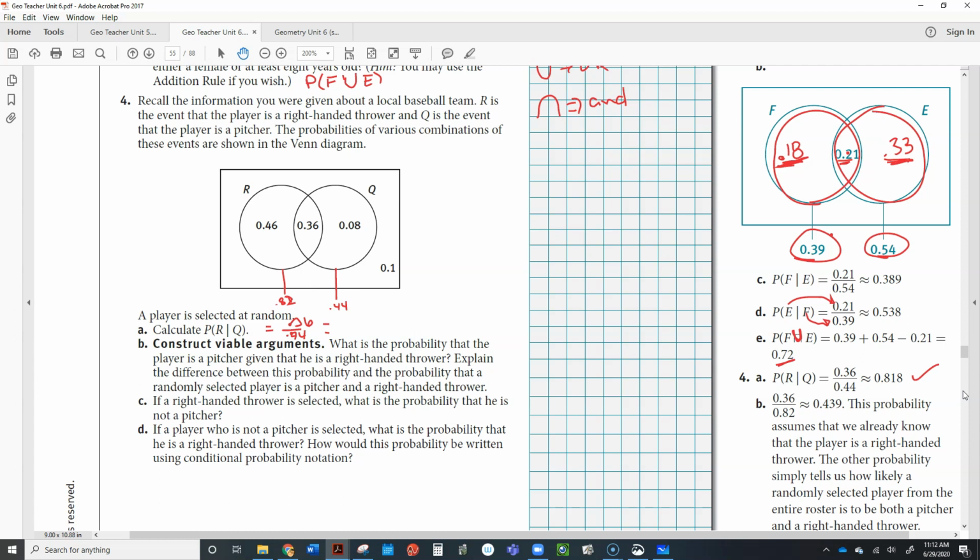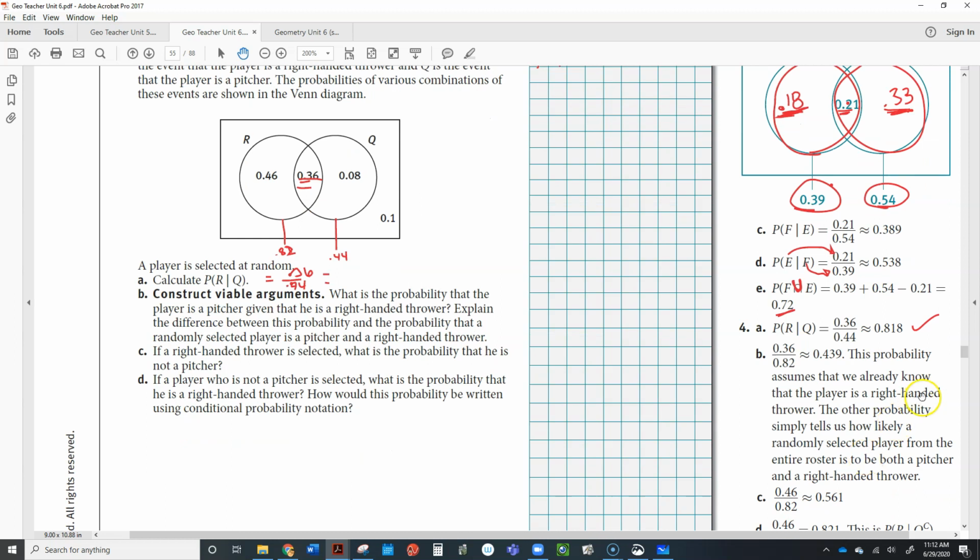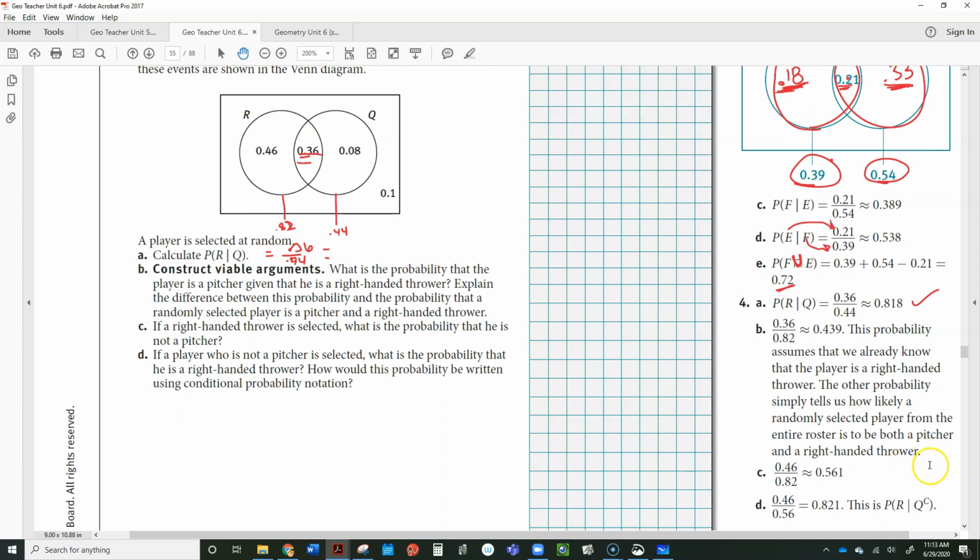Construct an argument. What is the probability that the player is a pitcher given that he is right-handed? Okay, so 0.82 is right-handed, and then 0.36 is right-handed and a pitcher. And it says this probability assumes that we already know that the player is a right-handed thrower. The other probability simply tells us how likely a randomly selected player from the entire roster is to be both a pitcher and right-handed. Okay, so read that again and let that sink in if you need to.